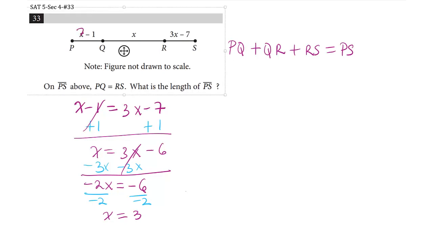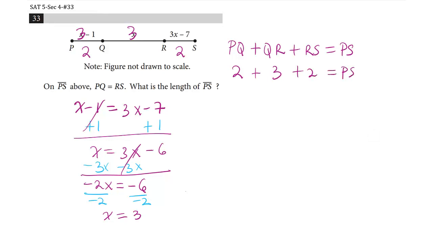So let's make this a 3 minus 1, so PQ is 2. And since we know that PQ and RS are equal, we can actually call this 2 as well. And of course, we just found what x is, so this is 3. If you added all the segments, you would have PQ is 2 plus QR, which is 3, plus RS, which is 2. Therefore, PS is actually 7. 2 plus 3 plus 2 is 7.